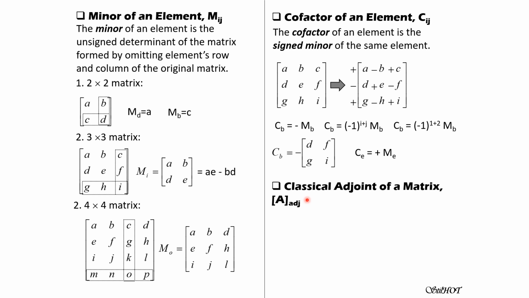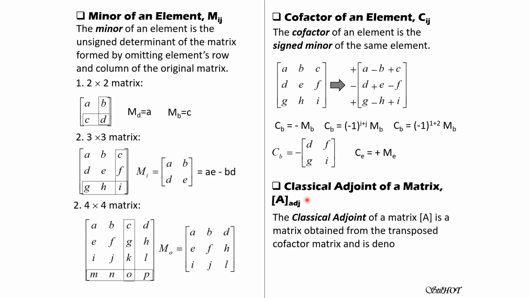So from there, we can now define the classical adjoint of a matrix, adjoint of A. The adjoint of matrix A, the classical adjoint of a matrix A, is a matrix obtained from the transpose of the cofactor matrix and is denoted by A adjoint. So it is the matrix of cofactors of the elements of A, then we obtain the transpose of that matrix. So that's the adjoint of a matrix.